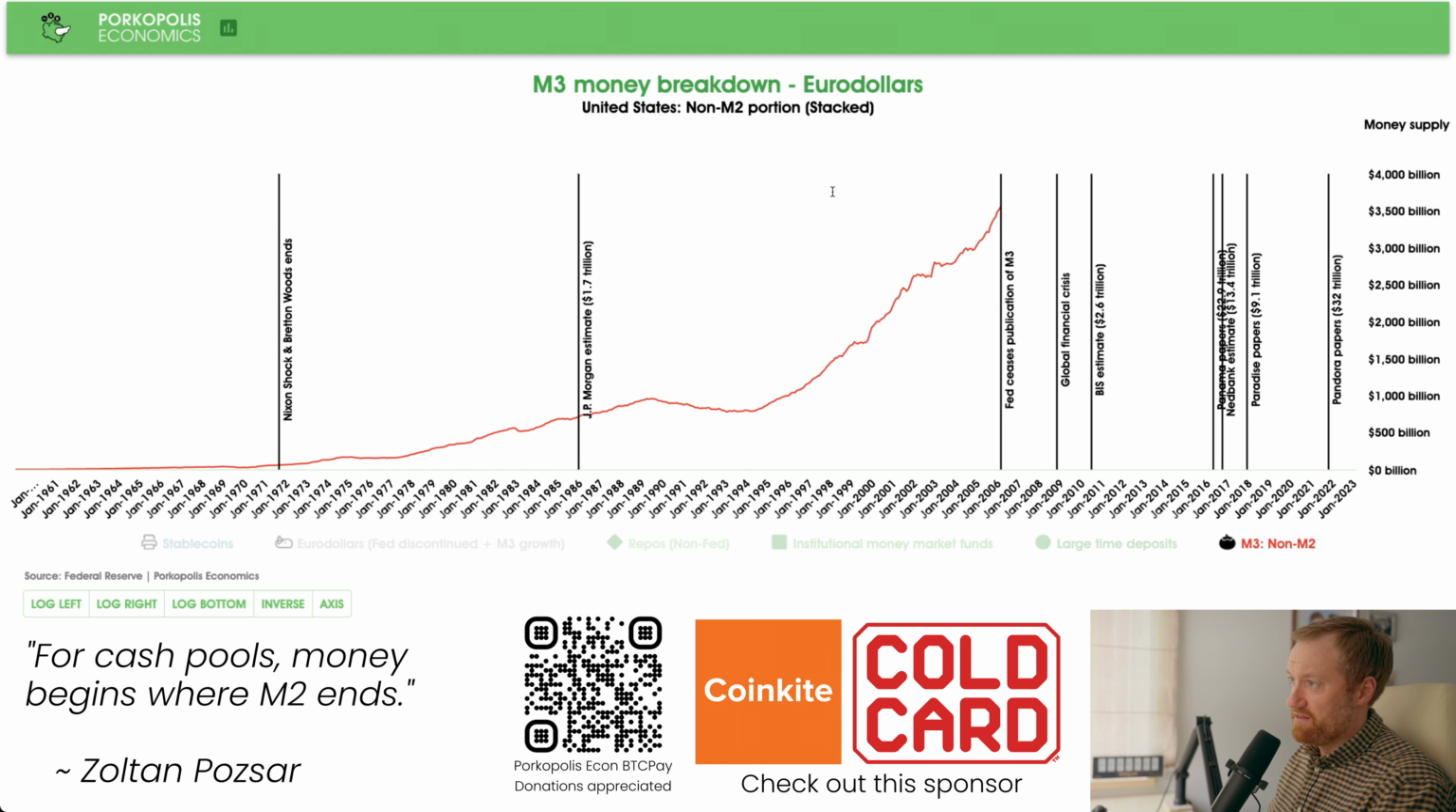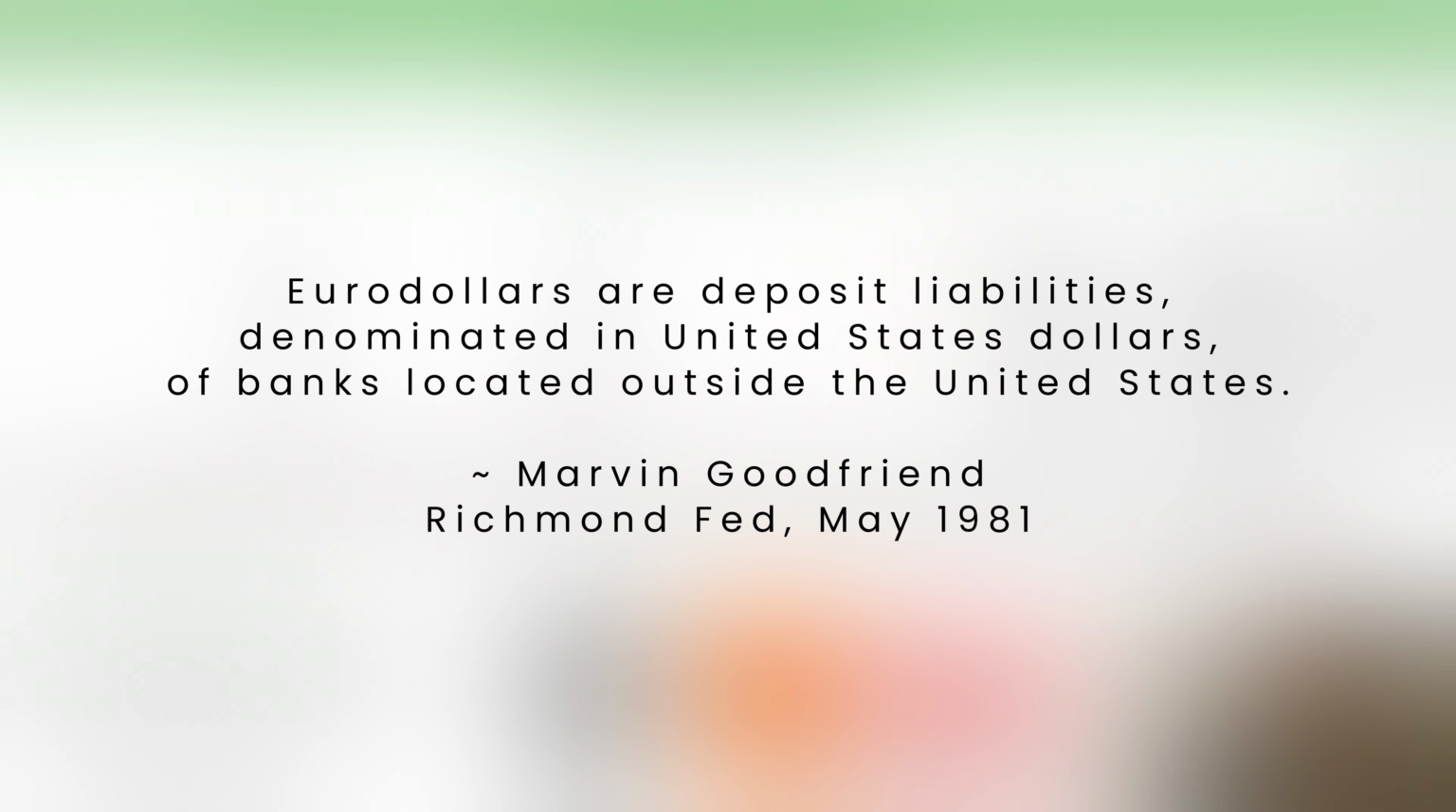Really quickly, though, before we get into it, I think it's probably good to define some terms. So here's a paper from May 1981 from the Federal Reserve Bank of Richmond. It's by Marvin Goodfriend. He was a very well-known economist that studied the Eurodollar market a lot. And here's how he defines Eurodollars. Eurodollars are deposit liabilities denominated in United States dollars of banks located outside the United States. Easy enough. Basically, every account that's outside of the jurisdiction of the Federal Reserve, i.e. outside of United States banks, i.e. in foreign banks, if it's dollar denominated, then we can classify that as a Eurodollar.